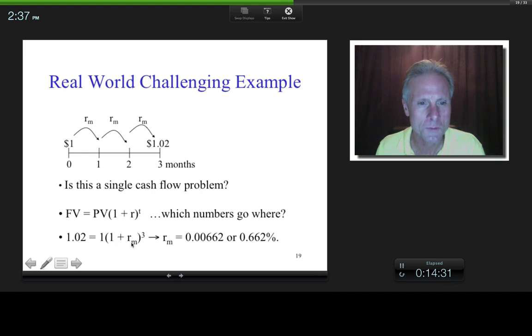So if I put in those numbers, 1.02 equals 1 times (1 plus R_M) cubed, and I solve for R_M. How would I do that? Well, I take the cube root on each side, so 1.02 to the 1/3, and this to the 3 over 3, so that gets rid of the 3. And I subtract 1, and I get 0.00662. So that's my effective monthly rate.